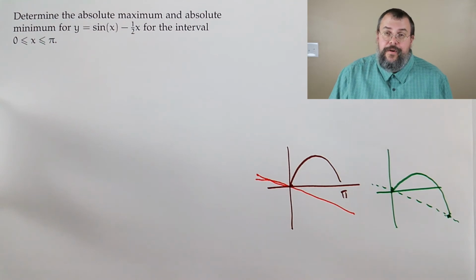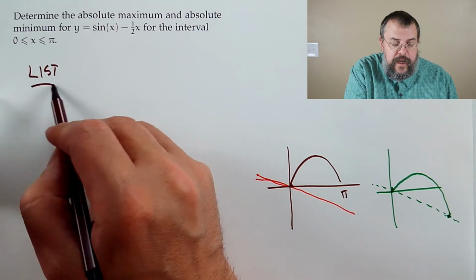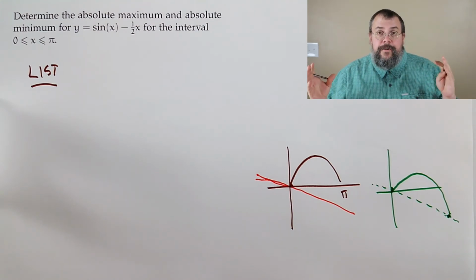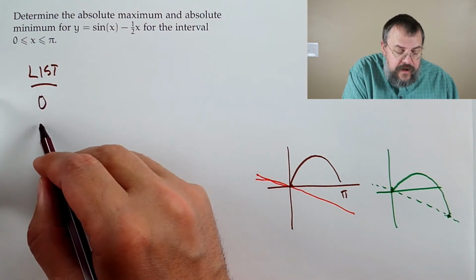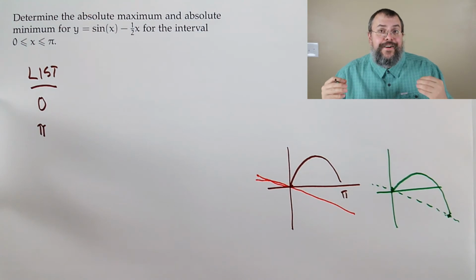Okay, so our process doesn't change. Whenever we see something that says find an absolute max and absolute min, we're always like, make a list. So we start by making a list. We say, all right, throw in the endpoints. They're freebies, but they're also important because the absolute max or absolute min can occur at endpoints.